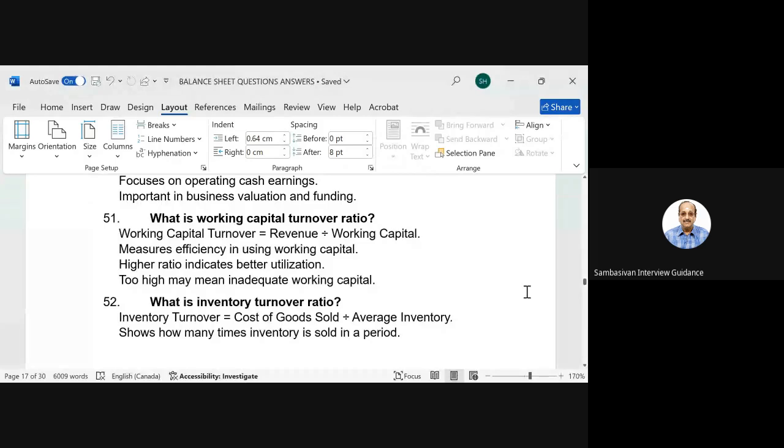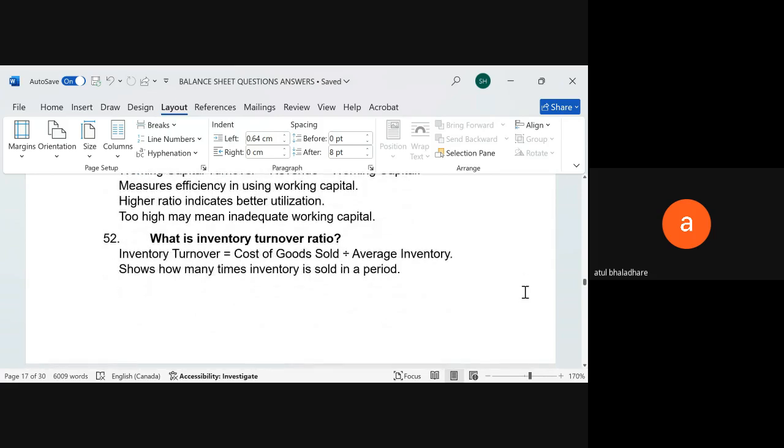Yes, please, 51 to 55. What is working capital turnover ratio? Working capital turnover equals revenue divided by working capital. It measures efficiency in using working capital. A higher ratio indicates better utilization. Too high may mean inadequate working capital. 52. What is inventory turnover ratio? Inventory turnover equals cost of goods sold divided by average inventory. It shows how many times inventory is sold in a period.